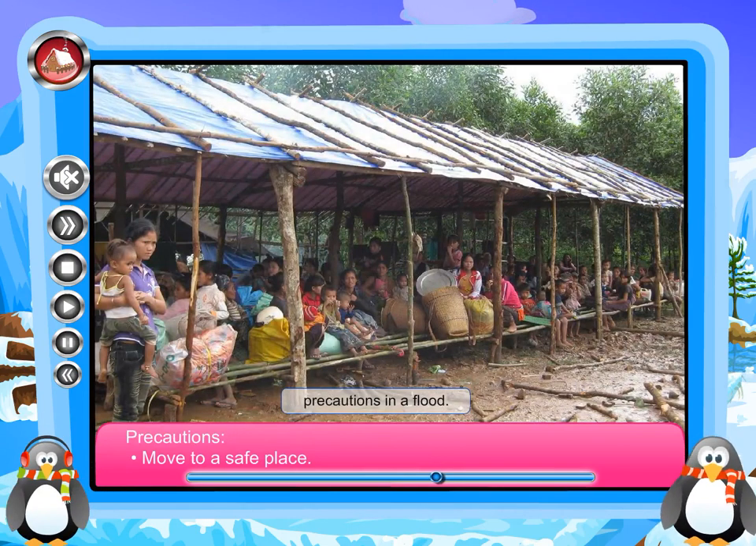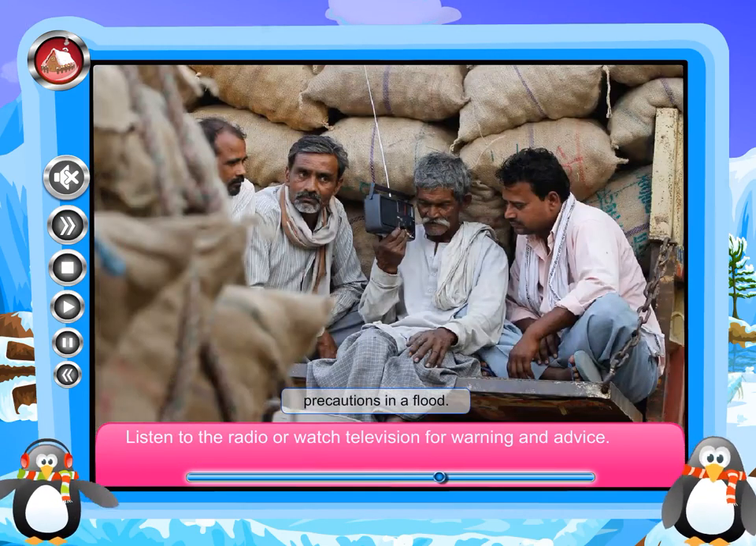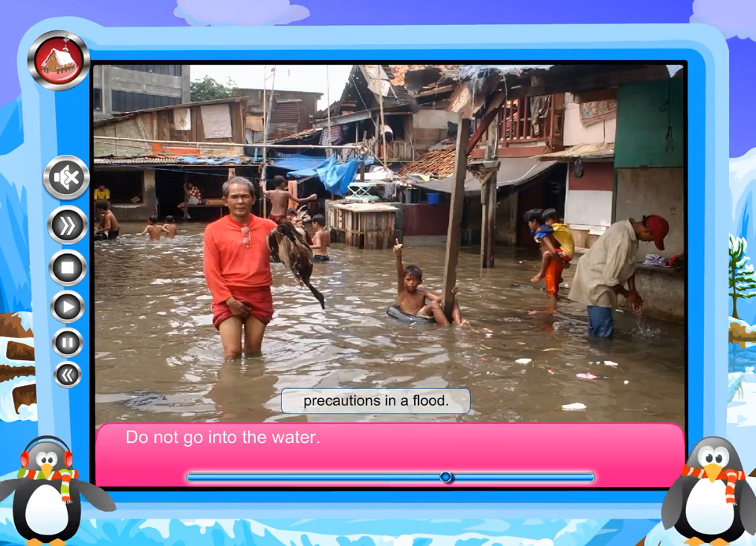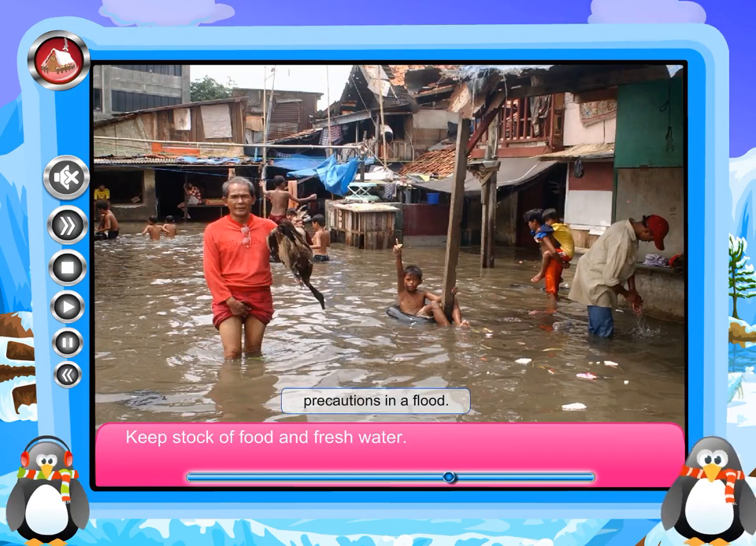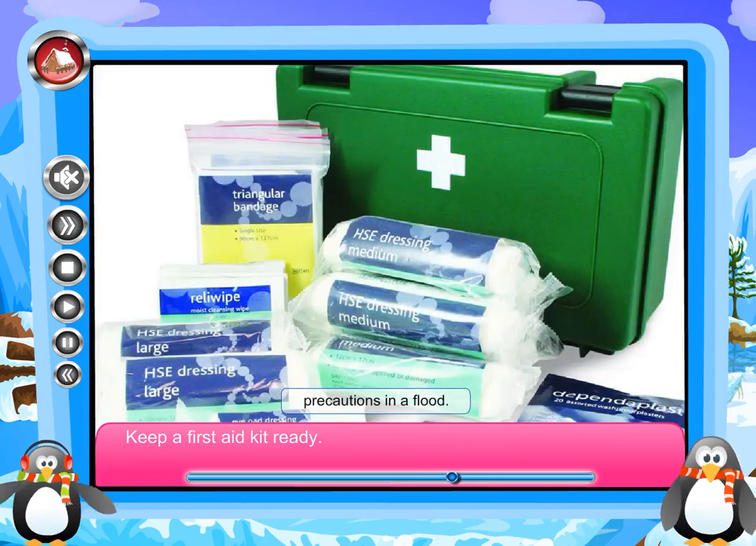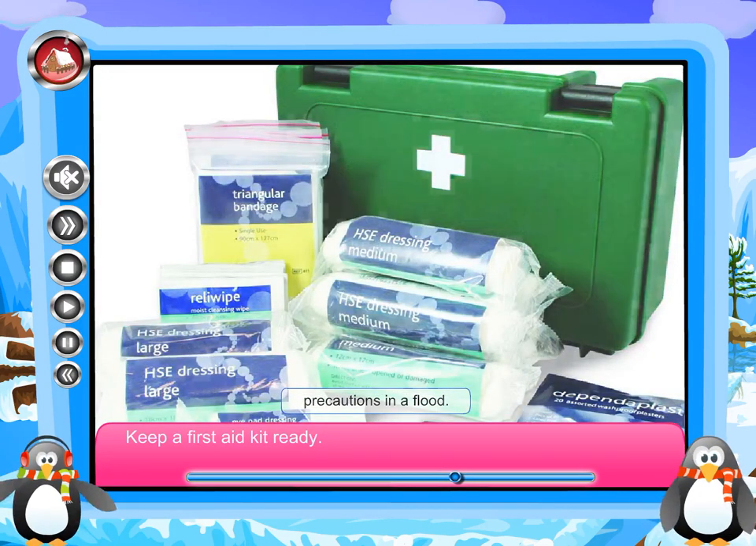Precautions. Move to a safe place. Listen to the radio or watch television for warning and advice. Do not go into the water. Keep stock of food and fresh water. Keep a first aid kit ready.